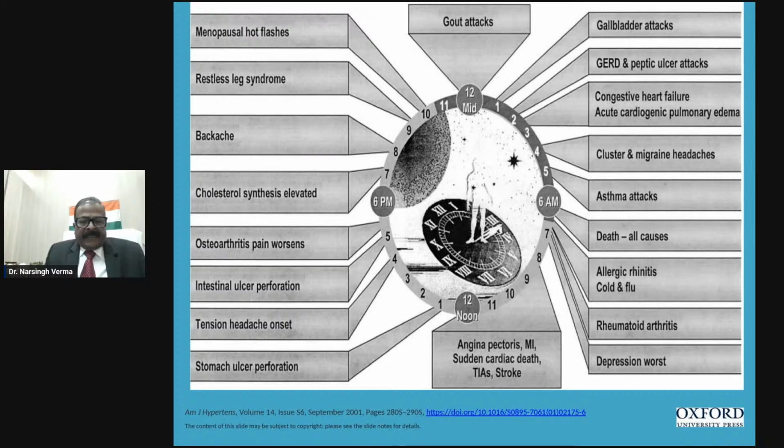Especially gout attacks are more during the night time, and you can see that I have given this slide that angina, depression, rheumatoid arthritis, allergic rhinitis, every symptom, asthma attacks, even death, all-cause death is more at 6 a.m. in the morning. So time is a very important factor, and all the functions of the body are related to time.